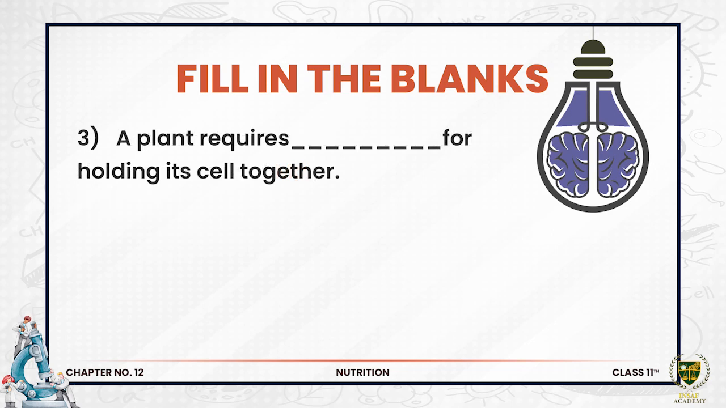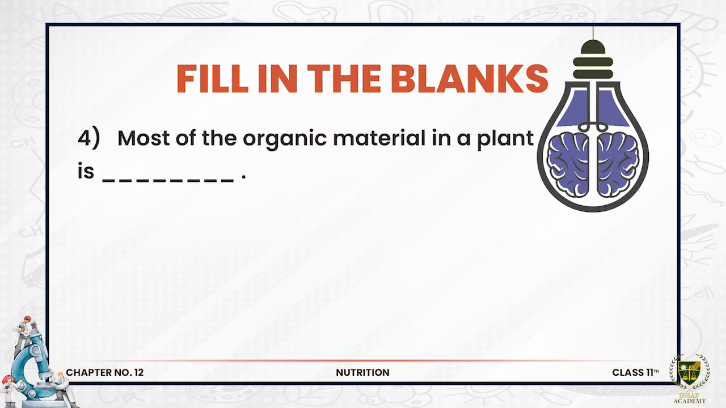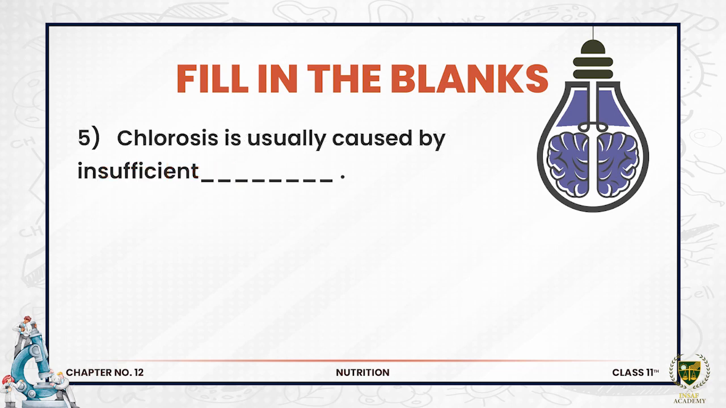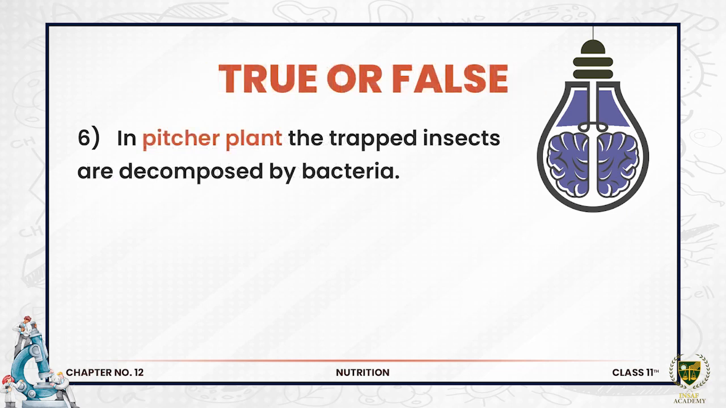Blank number 3, a plant requires water for holding its cells together. Number 4, most of the organic material in the plant is carbohydrate. Number 5, chlorosis is usually caused by the insufficient supply of magnesium and nitrogen. Number 6, in pitcher plant, the trapped insects are decomposed by bacteria. So pitcher plant is the answer.